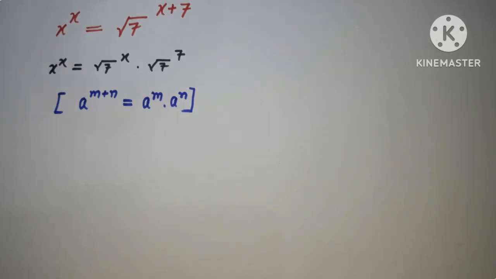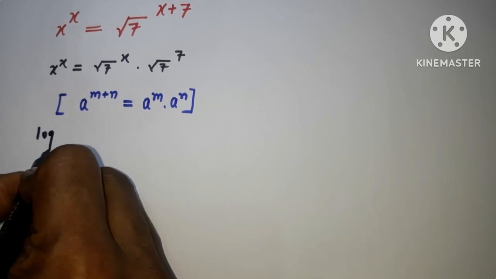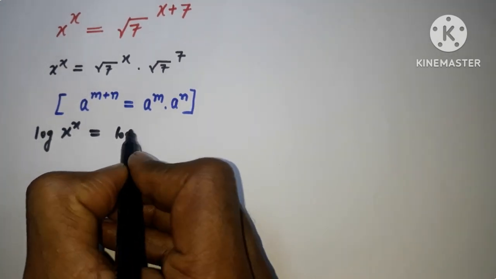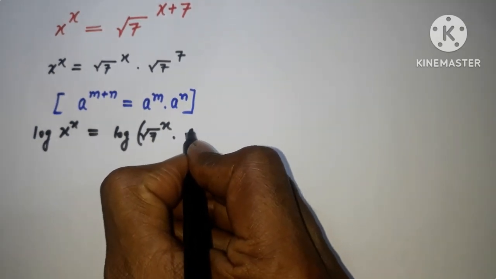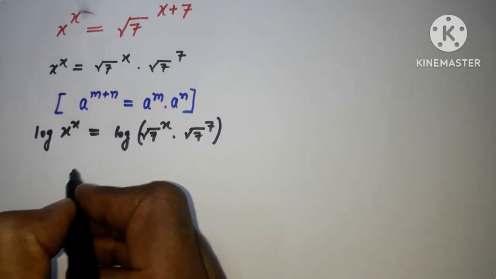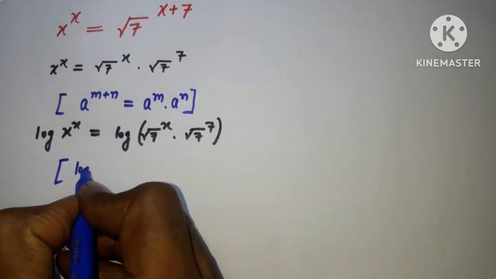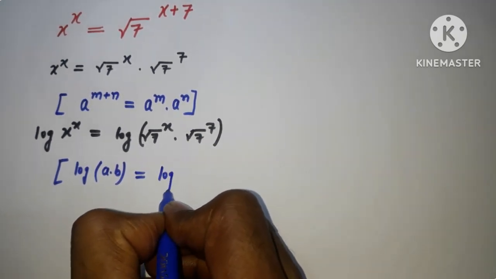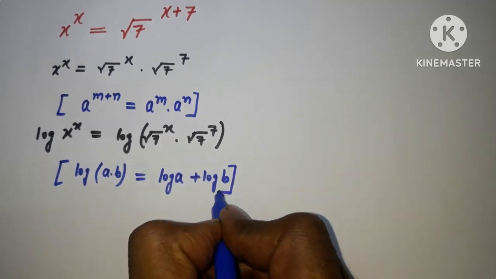Now what I am going to do is take log on both sides in this way. Log x to the power x, here log root 7 power x into root 7 power 7. And we know that one thing: if we have log of a into b, this can be written in this way, log a plus log b.